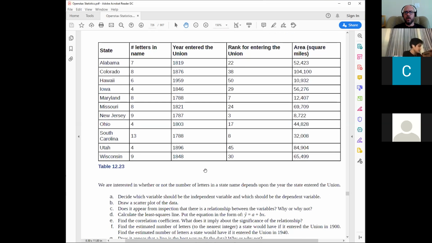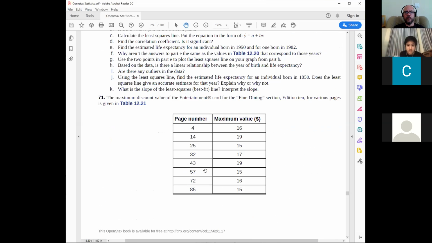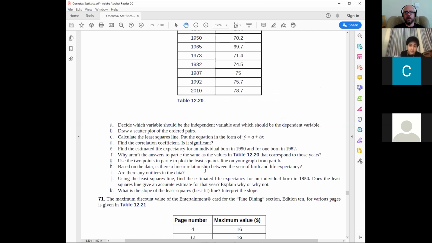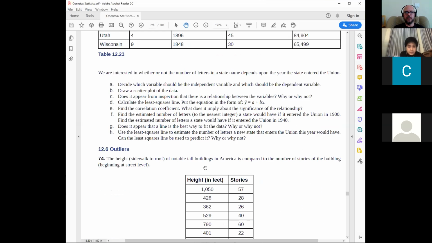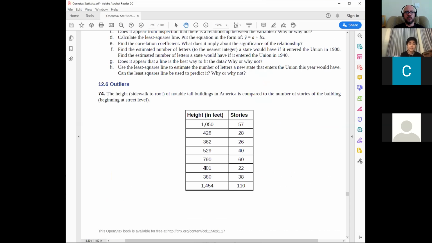The height of notable tall buildings in America. Holy cow, where's that? Oh, this one right here. Okay. Yeah, that's it, 74. Oh my God, this book. I'm sorry, I'm just going to have to switch away from this book.